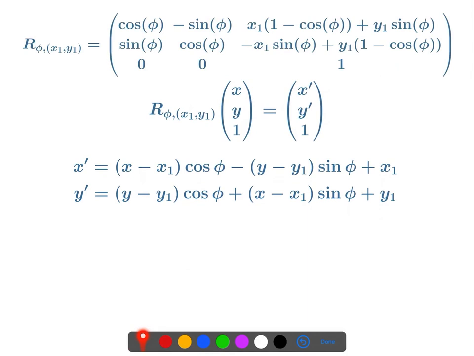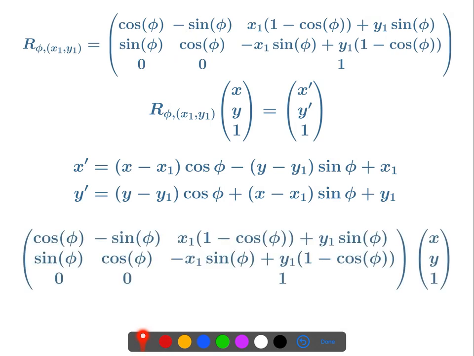So now we know what x prime and y prime should be here if we rotate xy about the point x1, y1 by the angle phi. So the next question is, is this really the same thing as multiplying xy1 by this matrix up here? So let's just look at that. I put the matrix down here, and I put xy1 here, and we want to look at what happens when I do that multiplication.